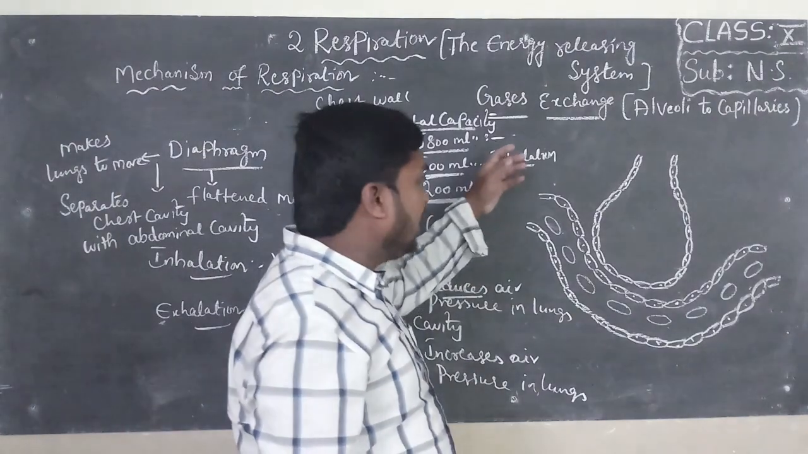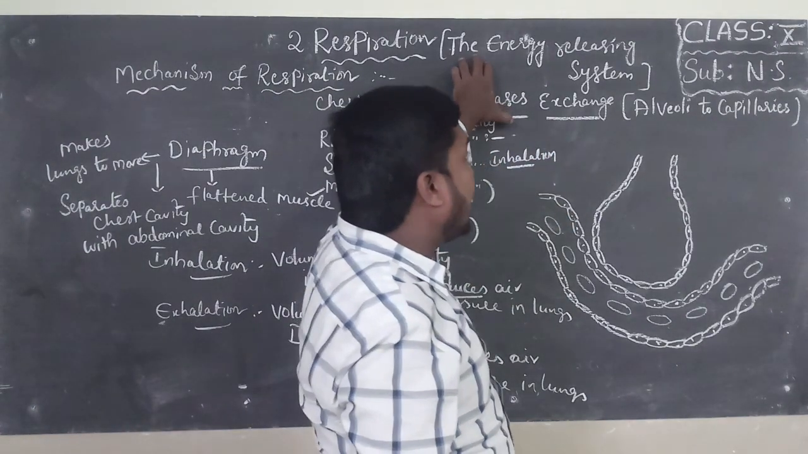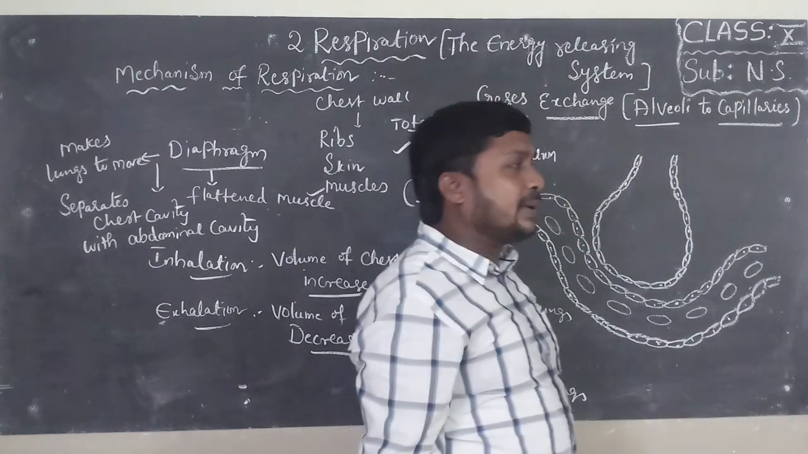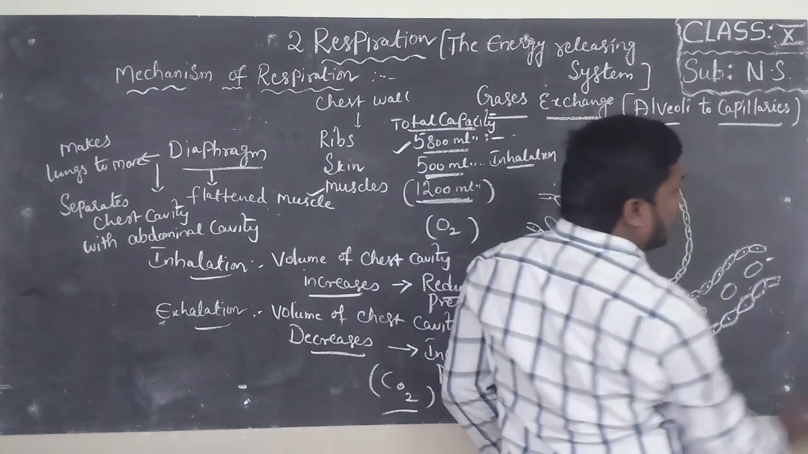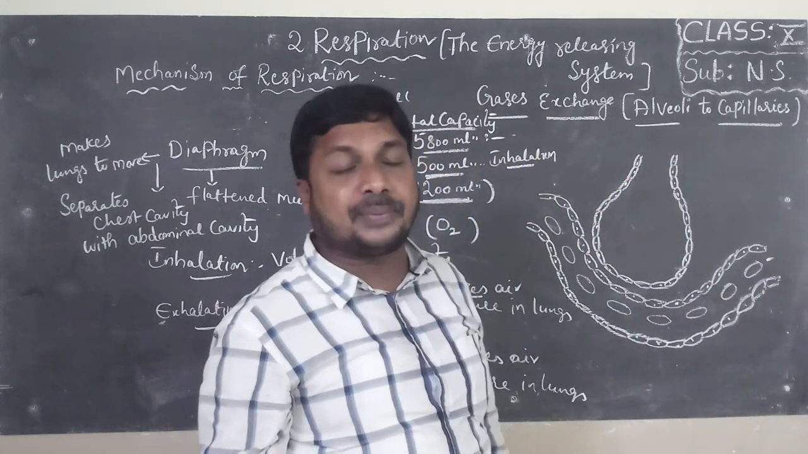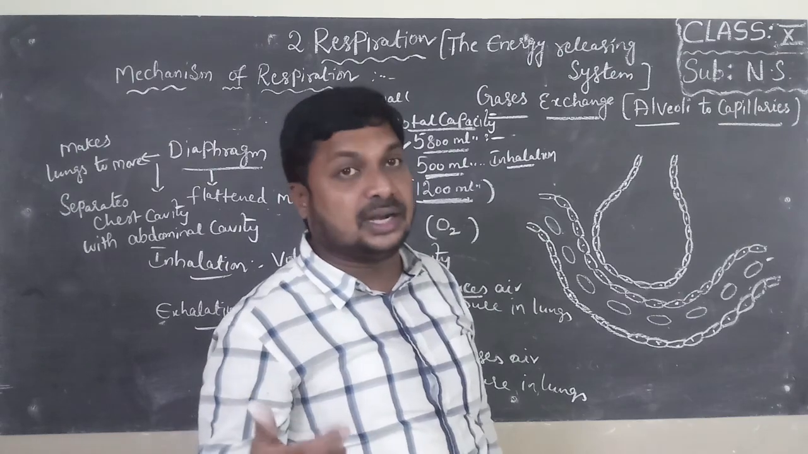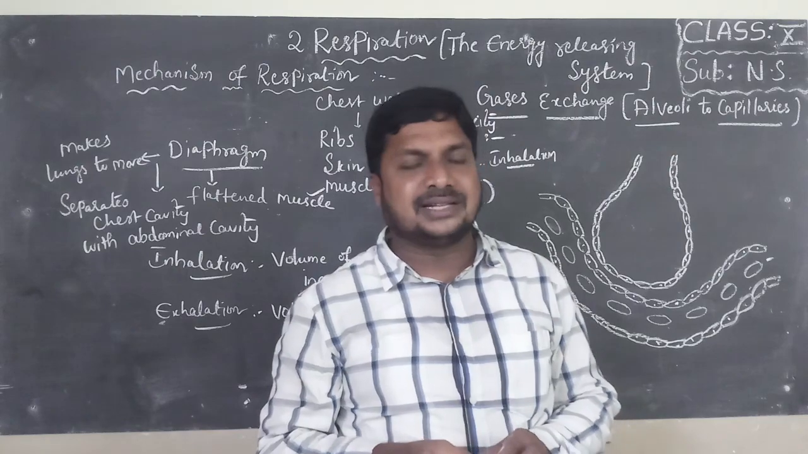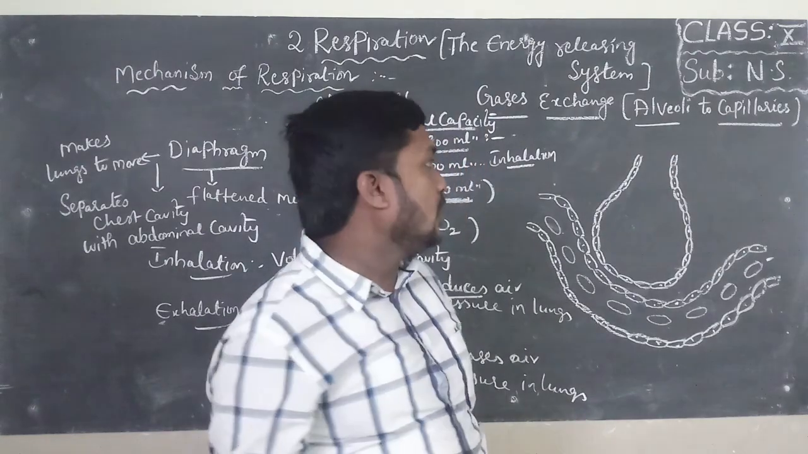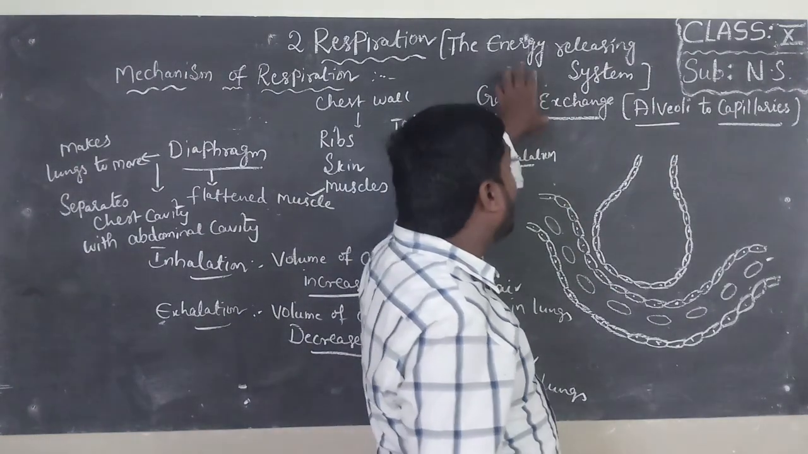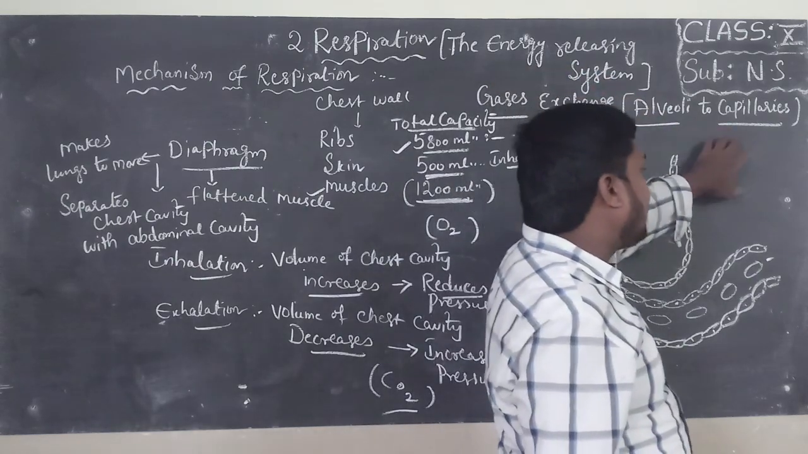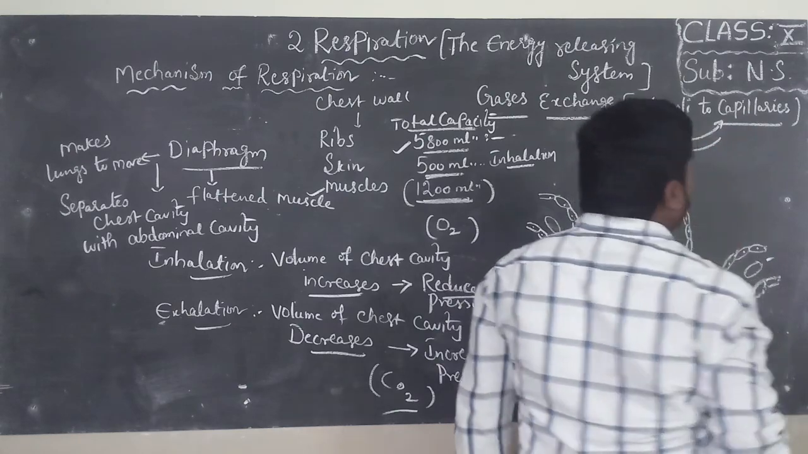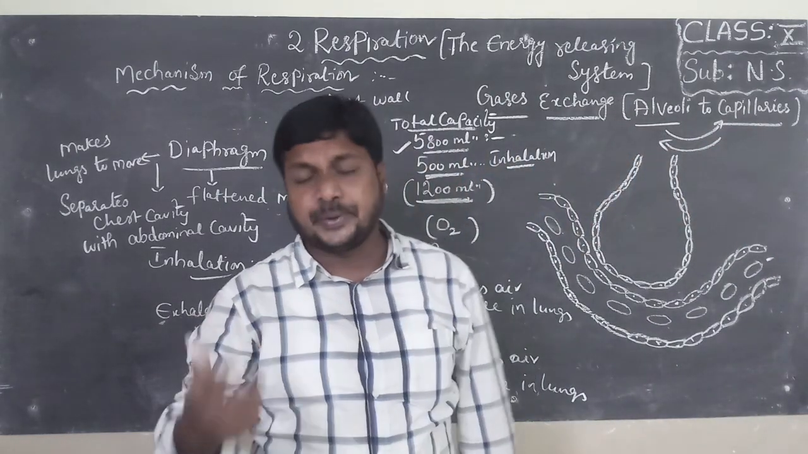Now, very important from the exam point of view, how gas exchange takes place from alveoli to capillaries. Capillary means the smallest blood vessel present in the human body. I will explain capillaries in the third lesson. Now I will explain how gas exchange takes place from alveoli to capillaries and capillaries to alveoli. Already I explained in the previous class.